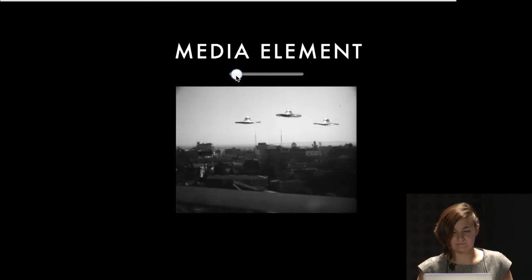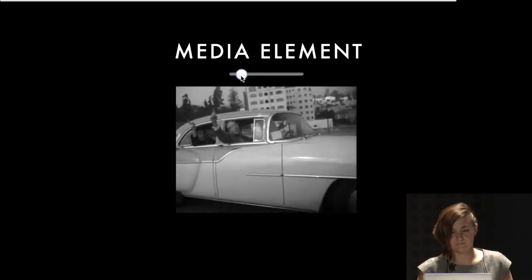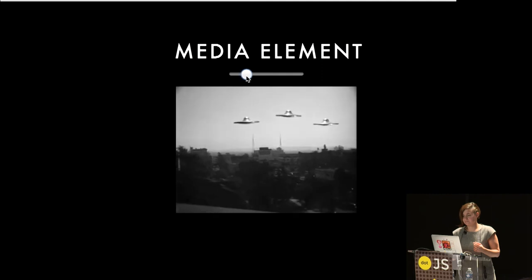People turning south from the freeway were startled when they saw three flying saucers high over Hollywood Boulevard.